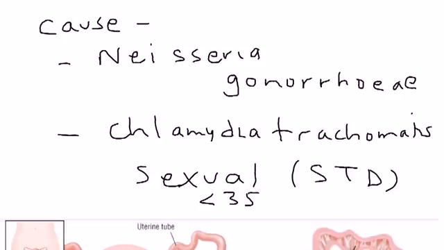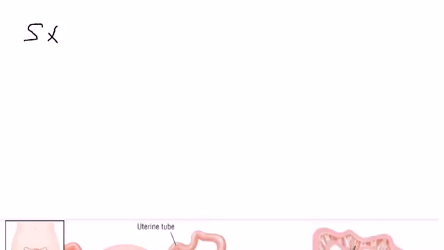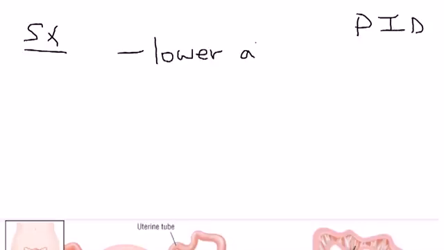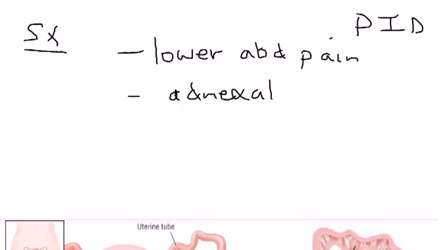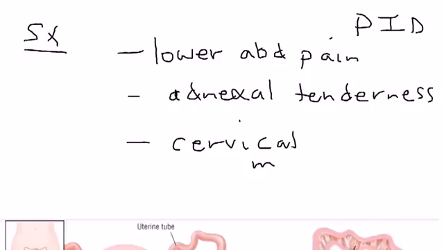So what are some of the symptoms? The symptoms of PID are actually pretty classic. There's sort of a triad. There's lower abdominal pain. There's something called adnexal tenderness, and what that means is pain in the sides of the abdomen near the area where the fallopian tubes are. It can be unilateral or bilateral. And then something called cervical motion tenderness.